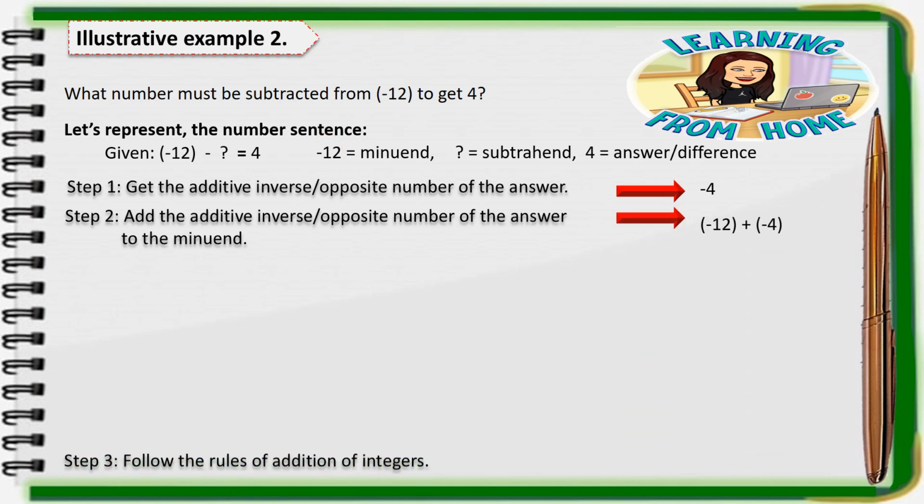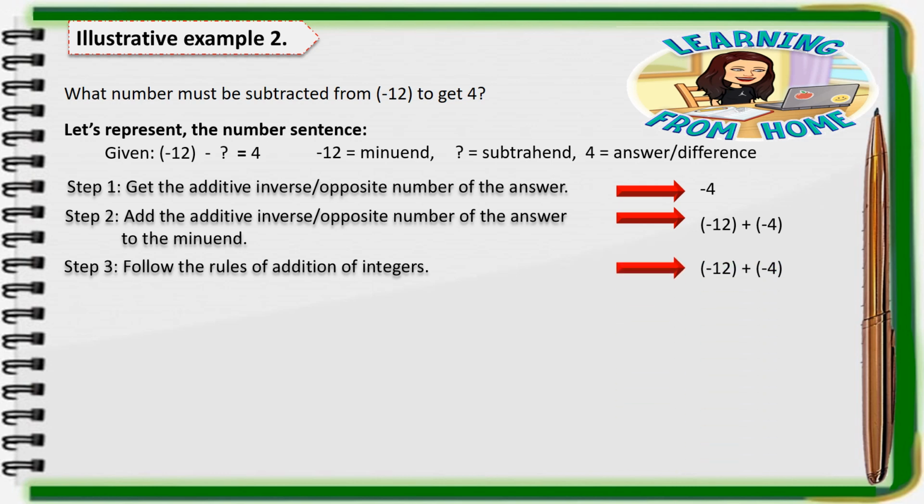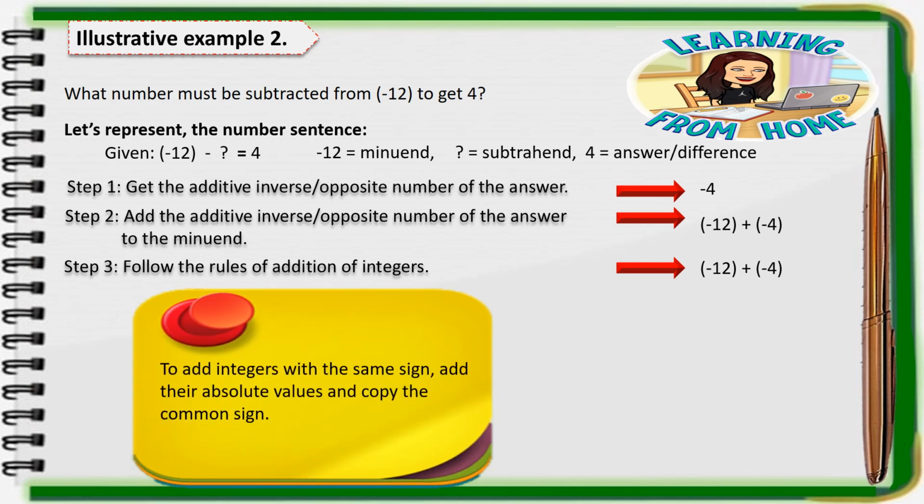And step number 3, follow the rules of addition of integers. Okay? So, tingnan ang ating given. We have here negative 12 and negative 4. So, sila ay magkaparehas ng sign. So, ang ating gagamitin ay ang addition of integers with the same sign. Okay? So, kunin ang kanilang absolute values. Negative 12, the absolute value is 12. And the absolute value of negative 4 is 4. And let us add. So, 12 plus 4 is 16.